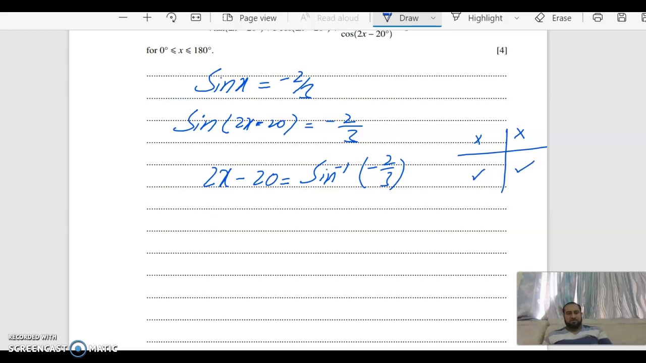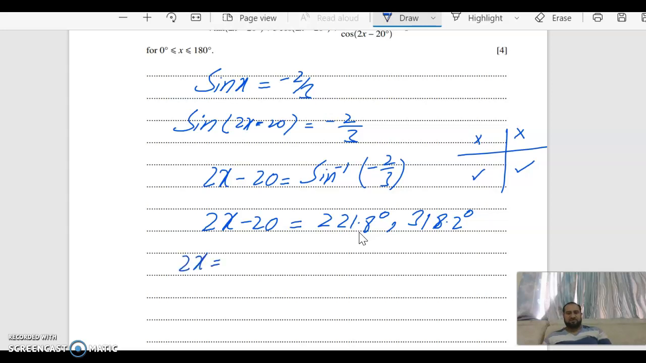So we can use a calculator to find the values for this. We will get two values: 221.8 degrees in the third quadrant, and 318.2 degrees in the fourth quadrant. Now further to this, we have to add 20 to both of them.